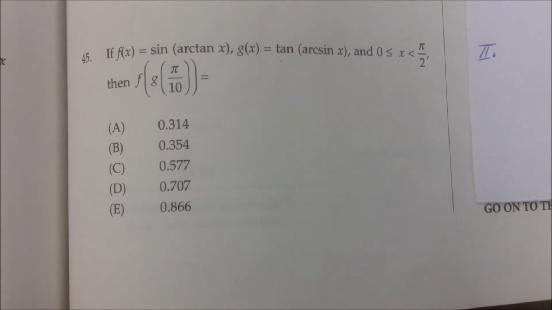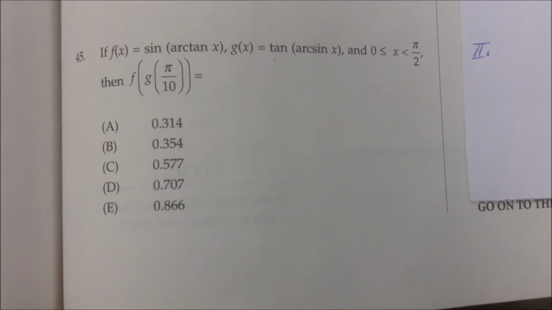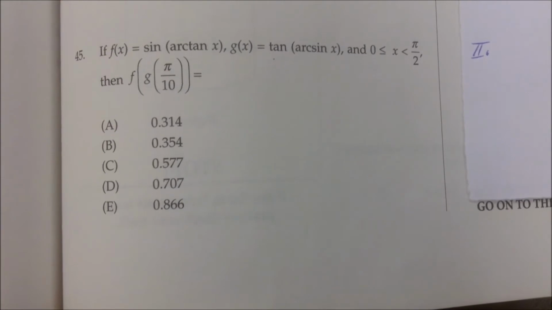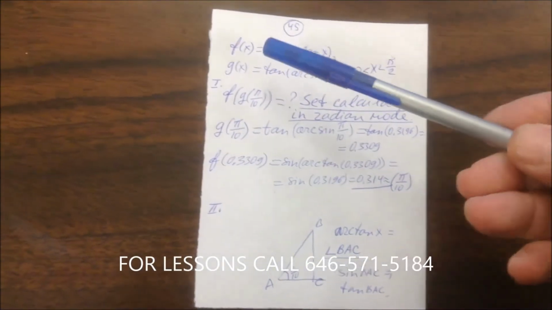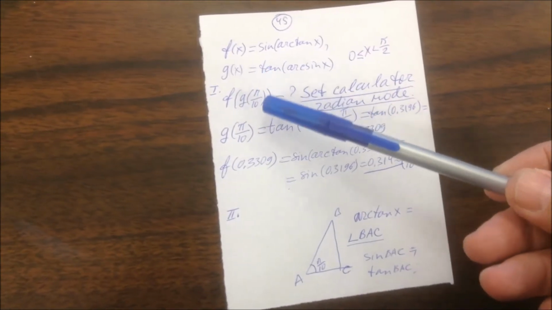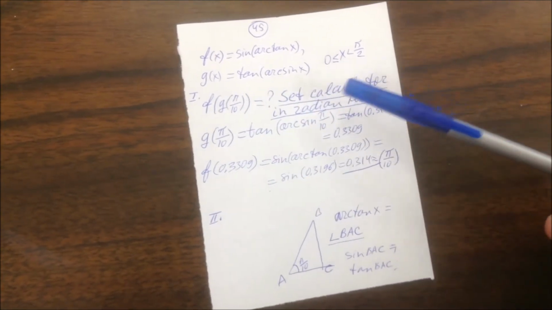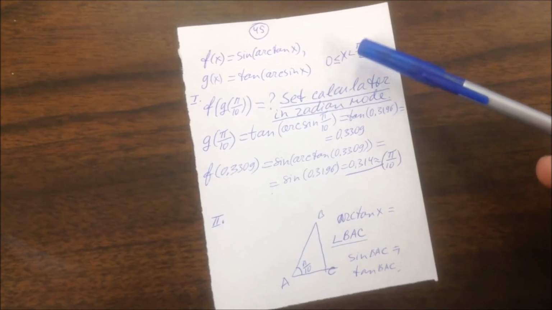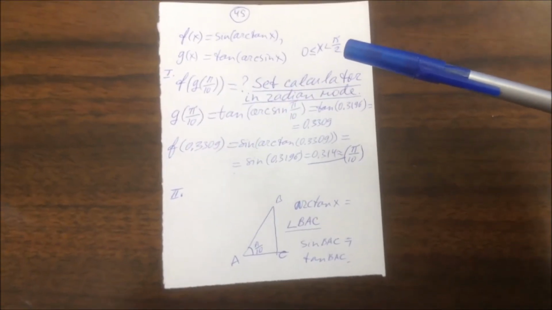So function f of function g, in the case that x of function g equals π divided by 10, the tenth part of π. We need to find the value of function f, which depends on function g, and for function g you have the value of x, with x between 0 and π/2. So there are two solutions.